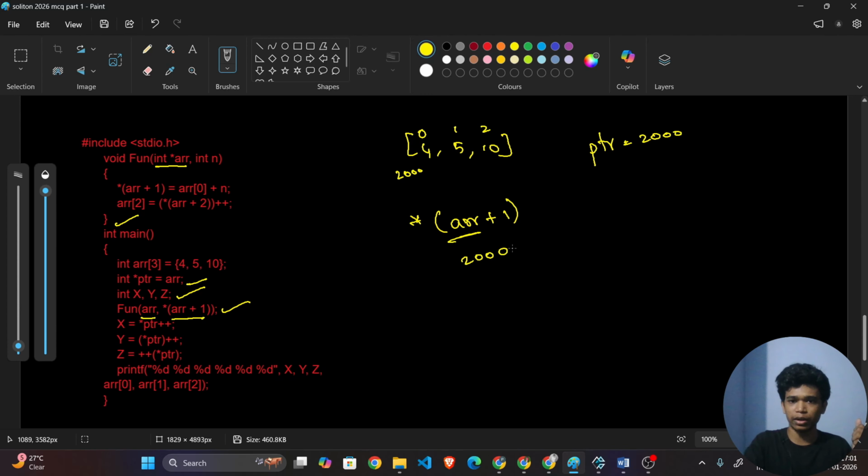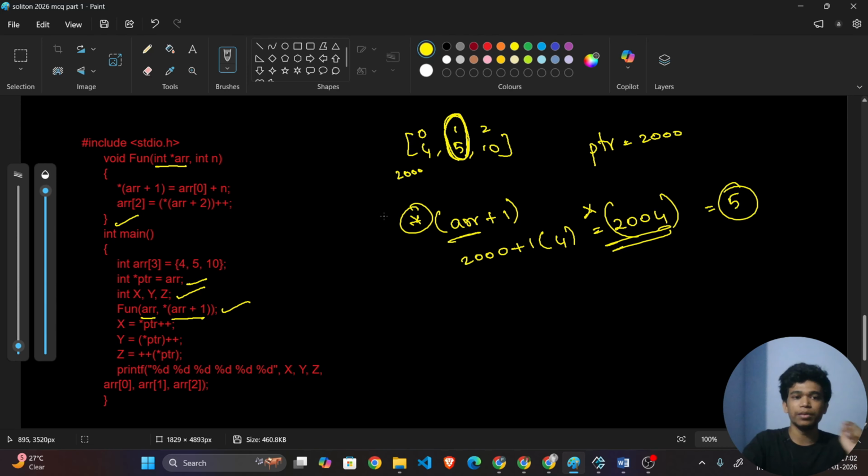Base address is 2000 plus 1. What is the array? It is an integer array. So, 1 times the size of int, size is 4, which is equal to 2004. So, what is 2004? It is simply representing the reference of this first index. So, I am putting star here, which means its value is going to be 5. So, for this int n, it is applying as 5. Can you understand this? Yes.